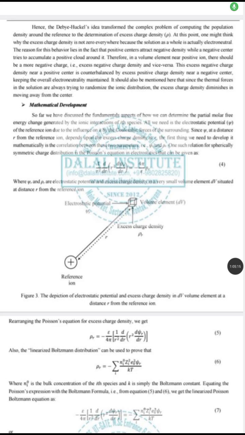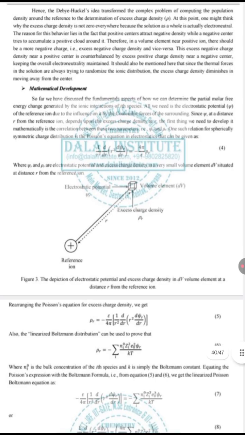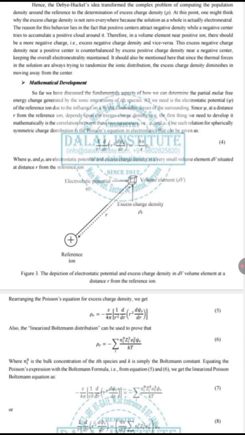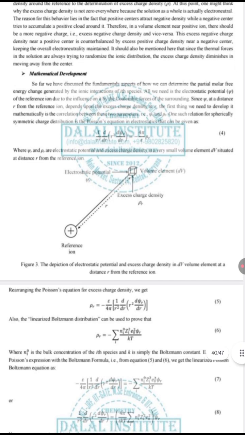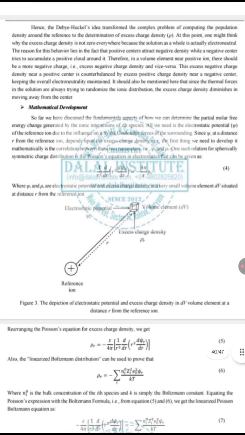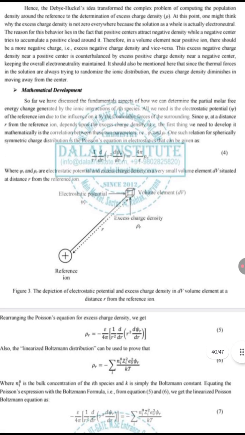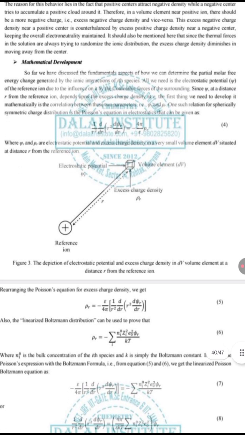At this point, one might wonder why the excess charge density is not zero everywhere, because the solution as a whole is electroneutral. The reason lies in the fact that a positive center attracts negative density while a negative center tries to accumulate a positive cloud around it. Therefore, in a volume element near a positive ion there should be more negative charge, that is, excess negative charge density, and vice versa. This excess negative charge density near a positive center is counterbalanced by excess positive charge density near a negative center, keeping the overall electroneutrality maintained.